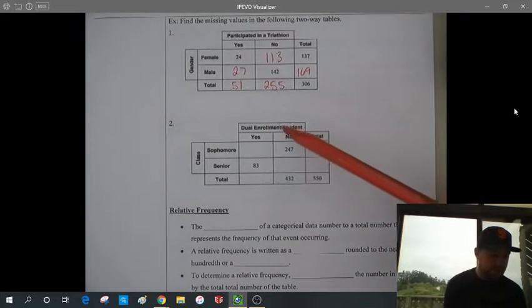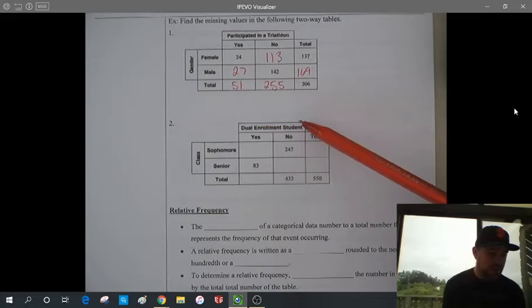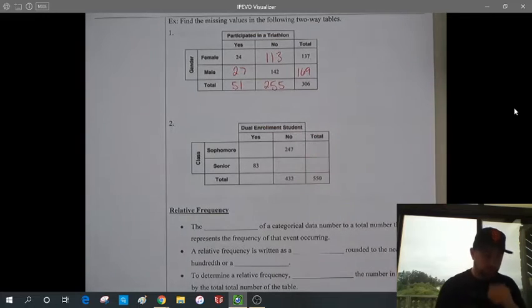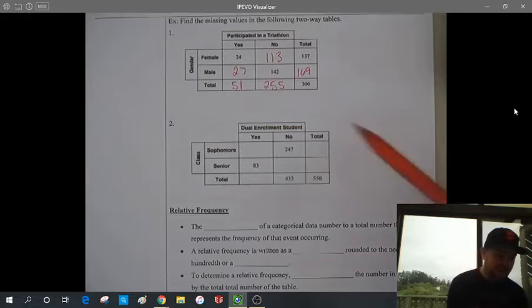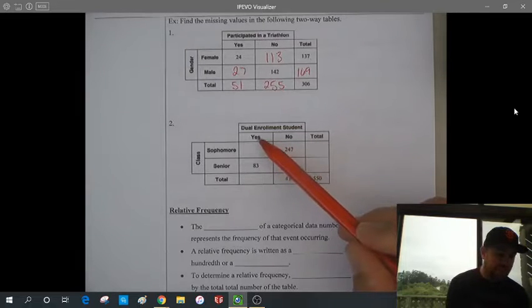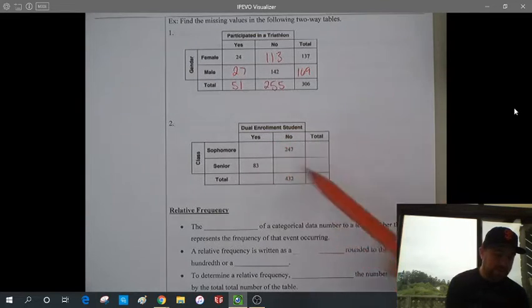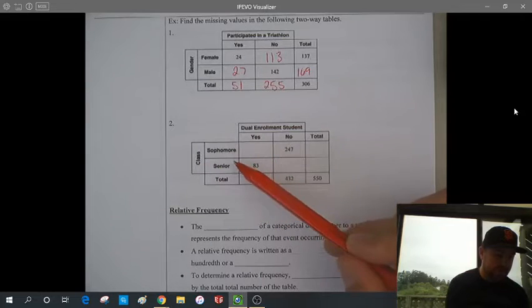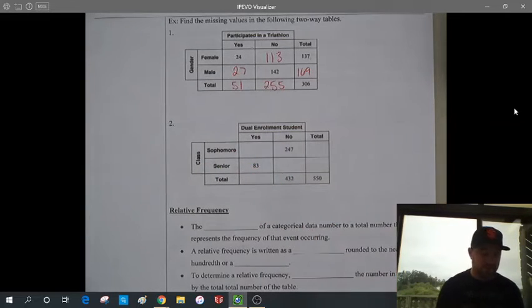This time we have dual enrollment students. So they are enrolled in multiple classes or in multiple sites, I guess, could be what dual enrollment shows here. So yes and no are the options there, and then the class that they're in, either sophomores or seniors, being surveyed here. Okay, so let's see, numbers I can figure out.